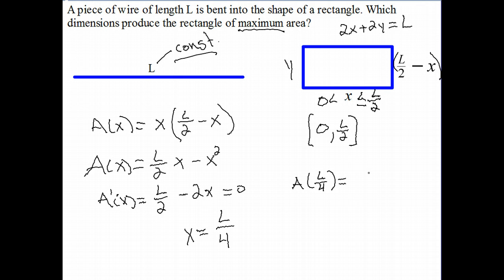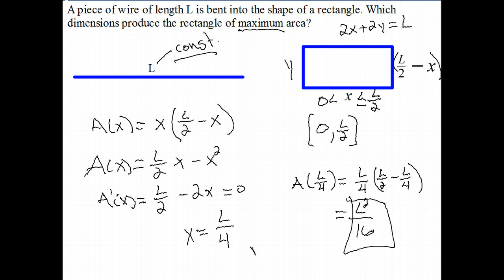That gives us L over 4 times the quantity L over 2 minus L over 4. So this gives us L over 4 times L over 4, because the difference of 1/2 L and 1/4 L is 1/4 L. So that gives us L squared over 16. Now, that in fact is our maximum. So we are at a maximum at the point L over 4, L squared over 16.